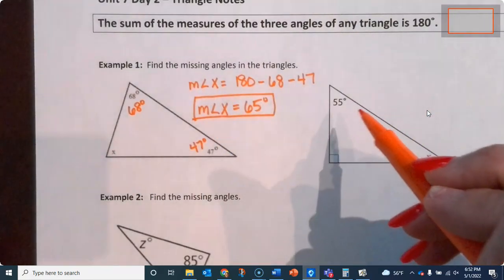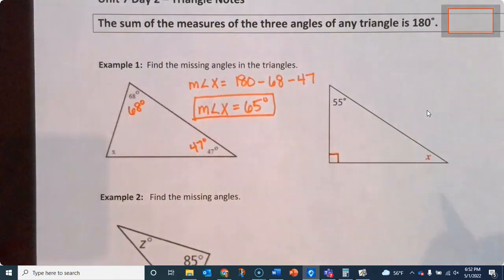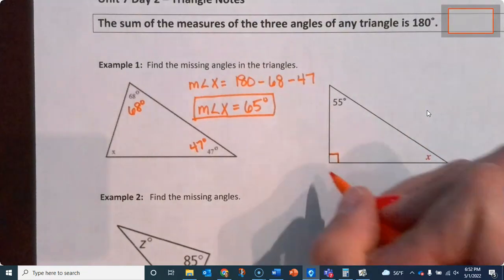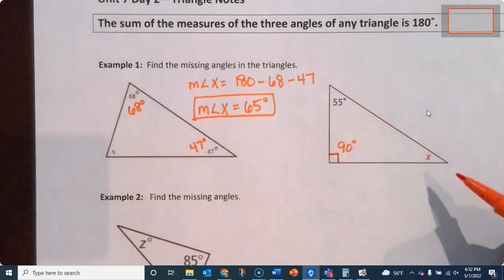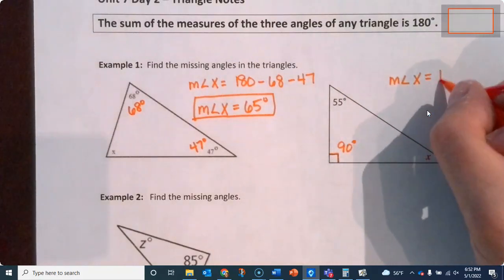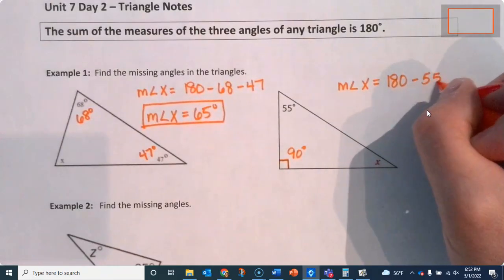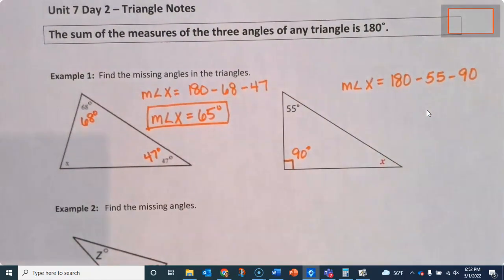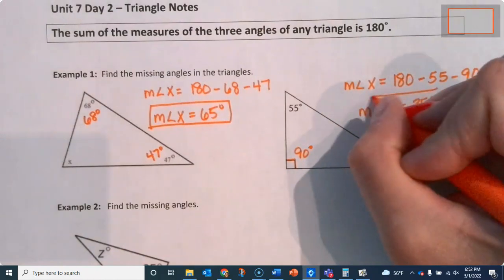For our second example, we have this angle is 55. That one came out a little clearer. There's this box here. Whenever there's a box in an angle, that means that's a 90-degree angle. So we have 55 for this one, 90 for this one, and this is the one we're trying to find. So again, the measure of angle X is going to equal 180 degrees, because all three angles of a triangle always add up to be 180, minus the two angles that we knew. So minus 55 and minus 90. And we end up with 35 degrees for our missing angle.